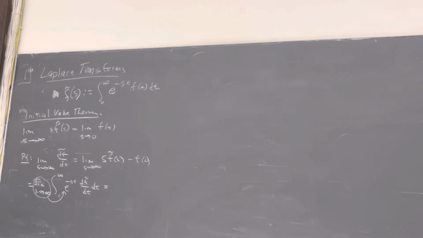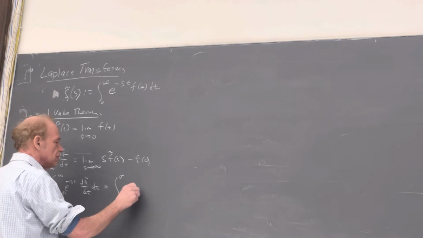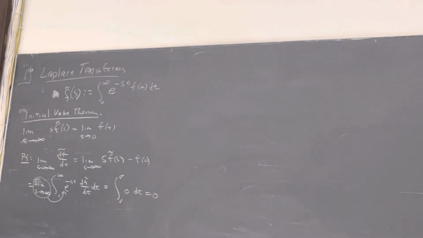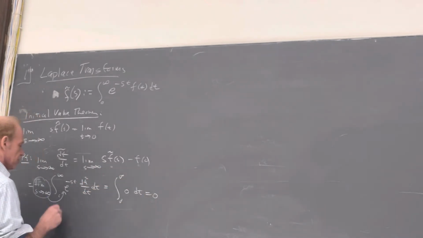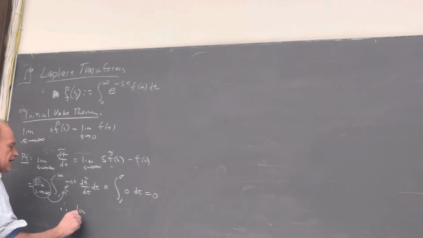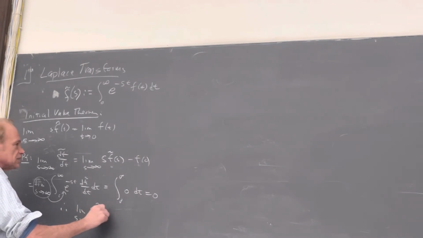And if I bring this inside, I take the limit as s goes to infinity of an exponential, e to the minus infinity is 0. So the integral from 0 to infinity of 0 dt is 0. So it's 0 when I bring this in. Again, I'm presuming I can switch the limits. So this minus this is equal to 0. So therefore, the limit as s goes to infinity of s f tilde of s is equal to f of 0.